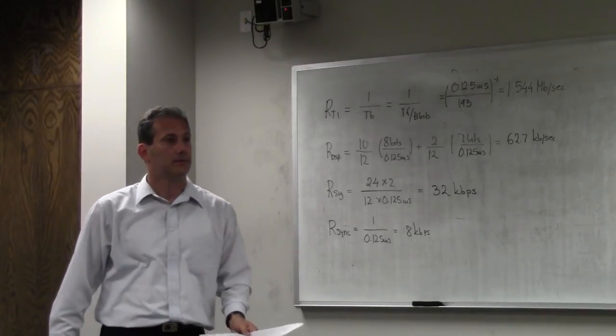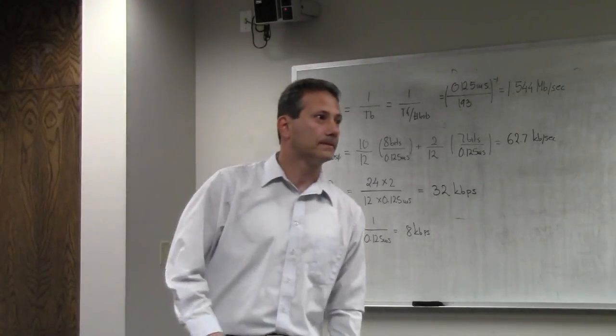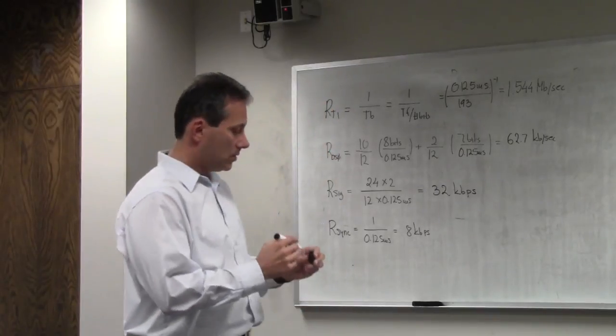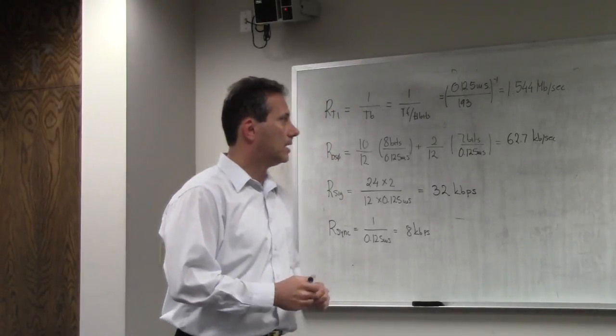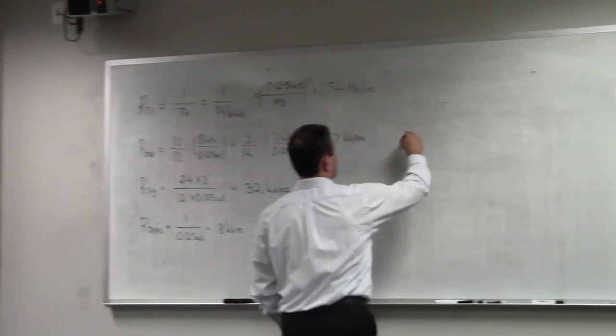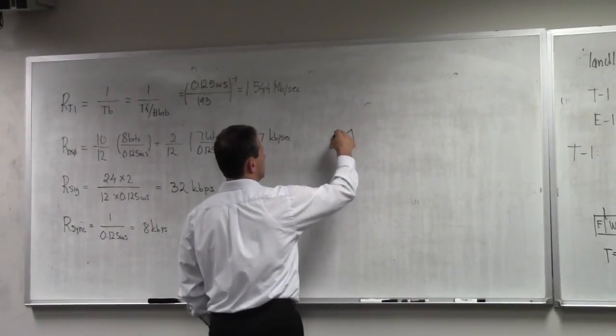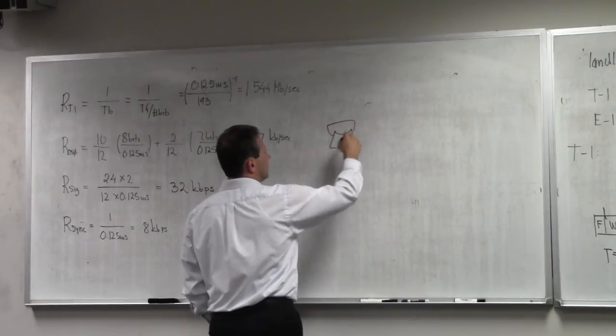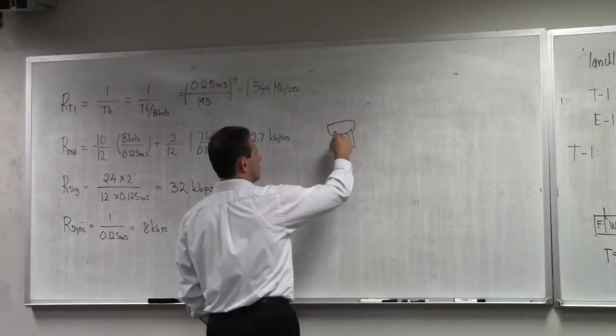So when you buy a landline, do you get a dedicated DS0? When you buy a landline, no. You get part of it dedicated, right? There's your telephone. Let me draw it.